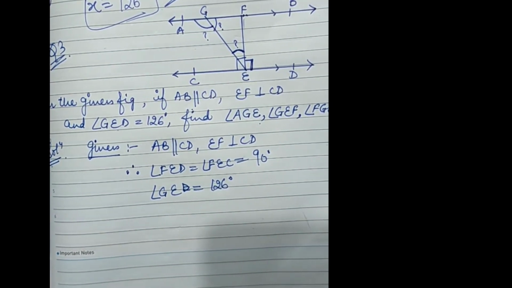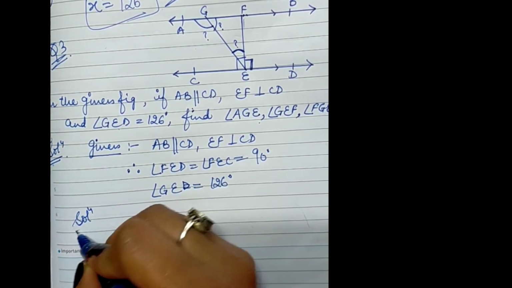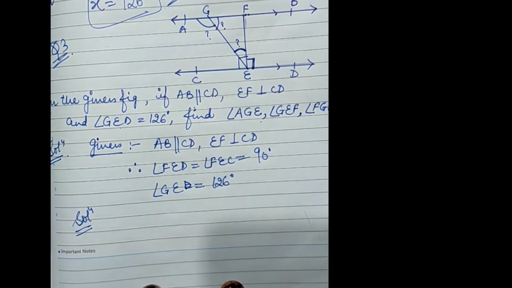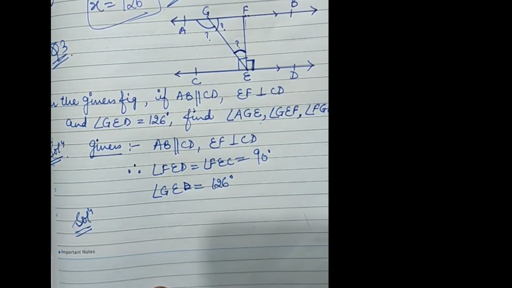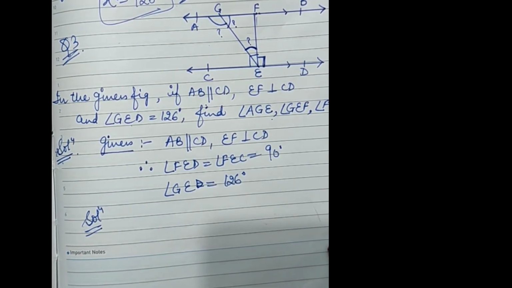The video becomes very long, so I am just writing the solutions, but you are supposed to mention given, to prove or to find, and the figure. Everything you have to mention, because in geometry even if you don't know how to do the question, if you write down given, to prove and figure, you will be getting the marks for that also.